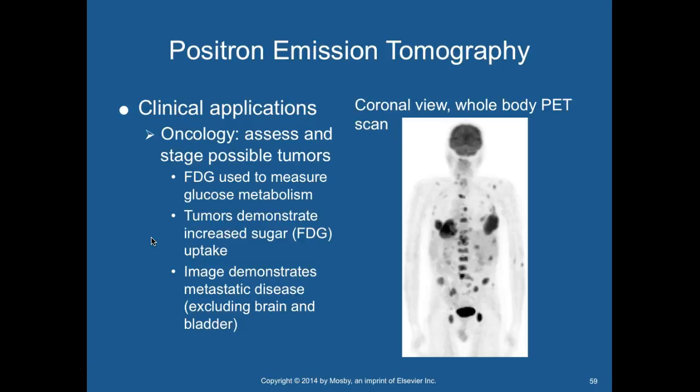FDG is used to measure the glucose metabolism. Tumors demonstrate increased sugar, so FDG uptake. And we can manufacture the FDG, so it's not going anywhere. We're going to have that forever. The image demonstrates metabolic disease, including brain and bladder. So you can see in the spine all these little hot spots, lymph nodes.